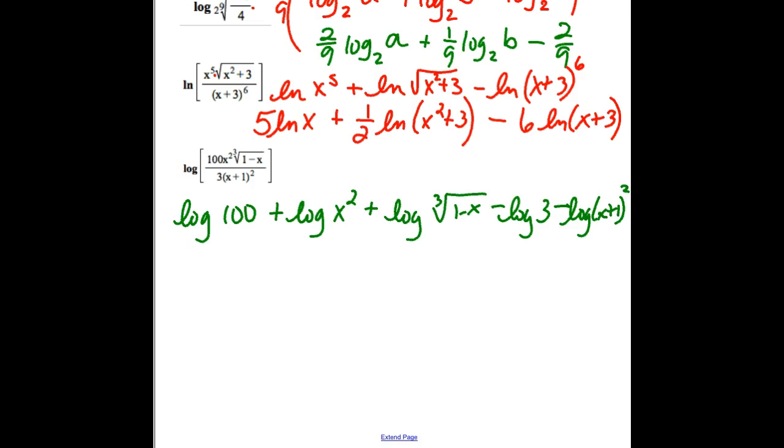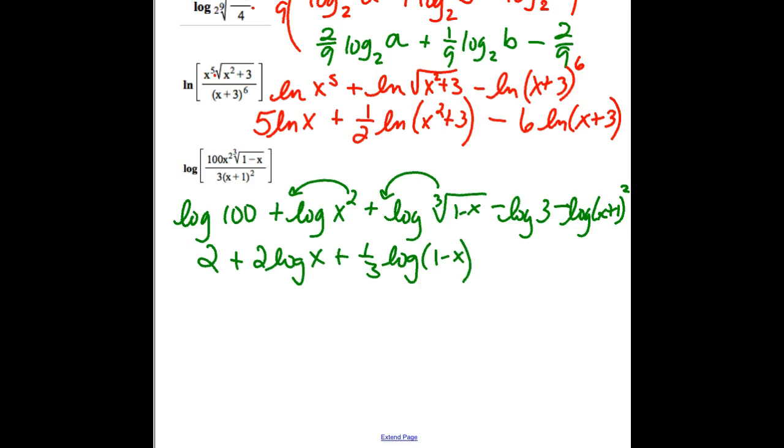And then moving powers in front and simplifying this first term. What's log of 100? I should say common log of 100. Is 2. Power goes in front, so we have 2 common log of x plus power goes in front as a 1/3 common log of the quantity 1 minus x, that should be in parentheses, minus common log of 3 and minus 2 common log of x plus 1. Yes? So not really more difficult than yesterday, just more, right? More pieces to pull apart, but still using those same rules.